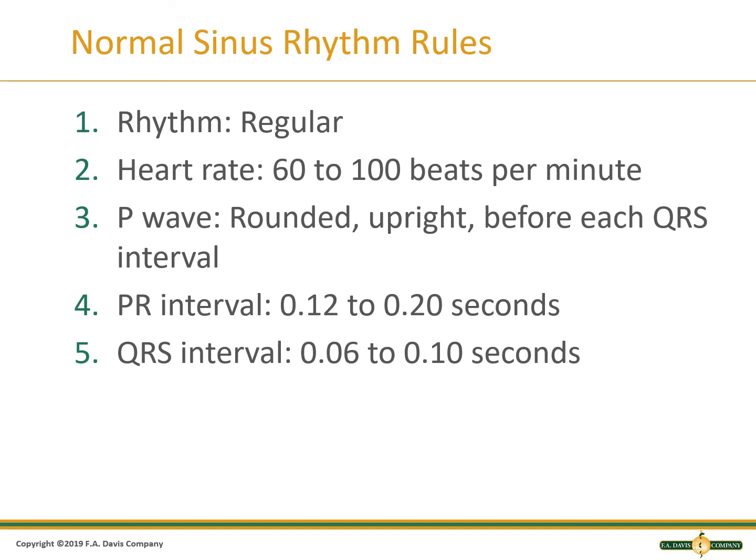Normal sinus rhythm is the heart's normal rhythm which originates in the SA node. Remember that the SA node fires at a rate of 60 to 100 beats per minute. Normal sinus rhythm has complete, regular cardiac cycles at 60 to 100 beats per minute. The rules for normal sinus rhythm are: the rhythm is regular, the heart rate is 60 to 100 beats per minute, P waves are rounded and upright before each QRS interval, PR interval is 0.12 to 0.20 seconds, and QRS interval is 0.06 to 0.10 seconds.